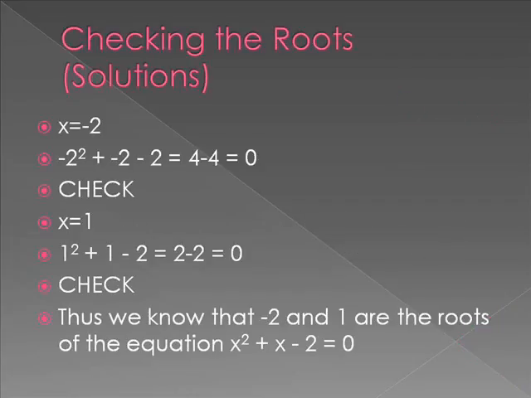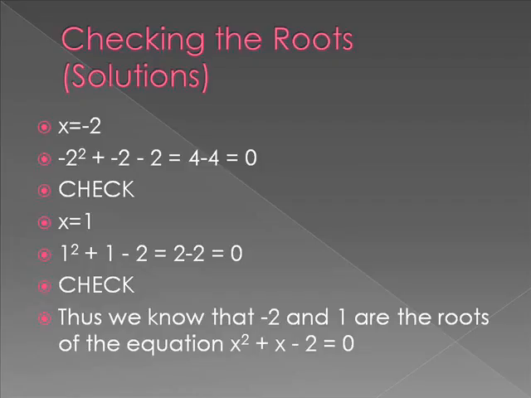So let's check our solutions. First, we have x equals -2. When we put that into the original equation, we get -2 squared plus -2 minus 2 should equal 0. After some simple algebra, we know -2 squared is +4, and -2 minus 2 is -4. And we know +4 minus 4 equals 0. So that solution checks out.